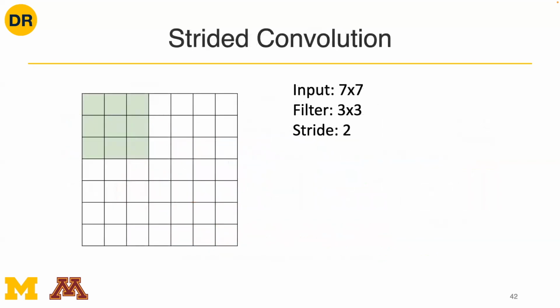To look at that, what we're going to introduce is a strided convolution. A strided convolution is one where, during our sliding window application, we don't just move by 1 pixel in the spatial dimensions, but we move by some number that's greater than 1.